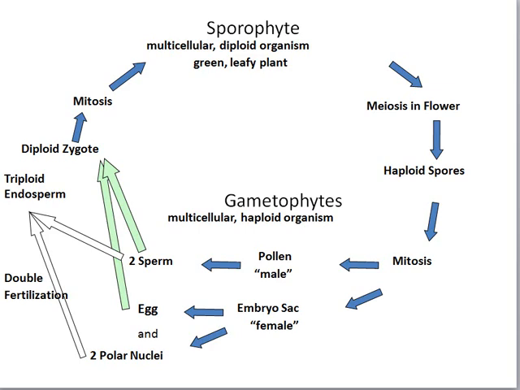Each pollen grain contains only 2 sperm. One sperm unites with the egg, nothing unusual there, but the second sperm unites with 2 haploid polar nuclei from the embryo sac. Nothing like this happens in animals. These 3 cells form a triploid endosperm, which supplies food to the developing diploid zygote. This zygote grows into a new sporophyte.